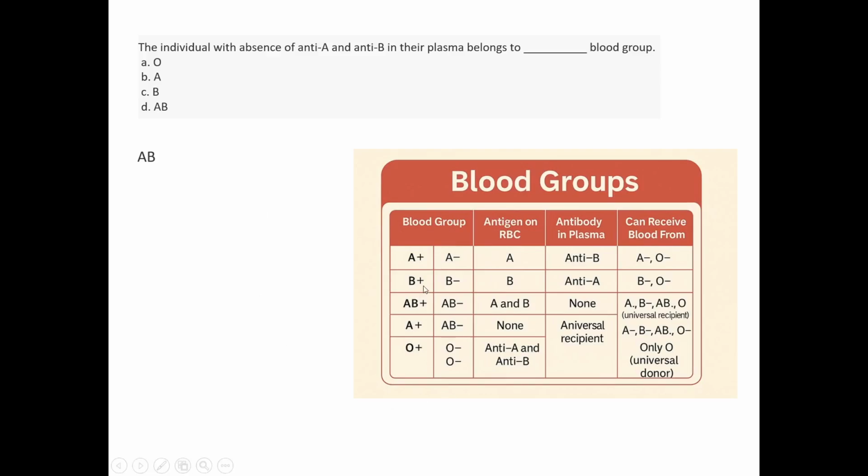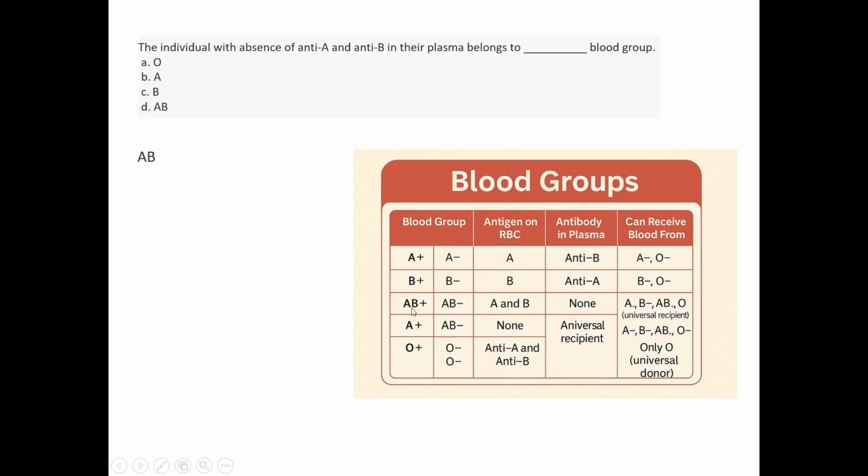And people with blood group B positive or negative can receive blood from B negative and O negative because they have antigen B and produce antibody A. Similarly, people with AB, since they have both A and B, do not produce any antibodies in the blood plasma, so they can receive the blood from all the groups: A, B, AB, and O. So these are known as universal recipients.